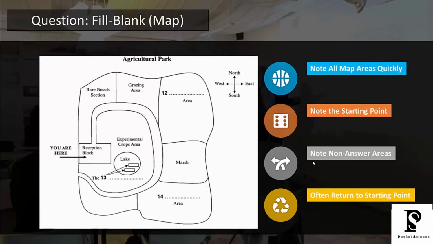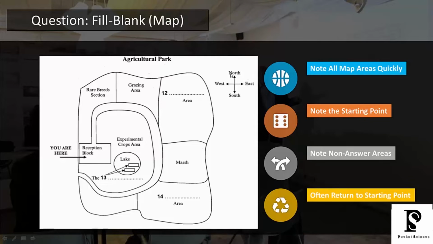So when you're doing a map question, you want to note all of the map areas, not just where the blank lines are. So in terms of where the lake is, the reception area, the rare breed section, the grazing area, the marsh, all of the areas. The reason why is when they're giving you the answer to number 12, they're going to connect it to grazing area and marsh. They're going to connect it some kind of way.